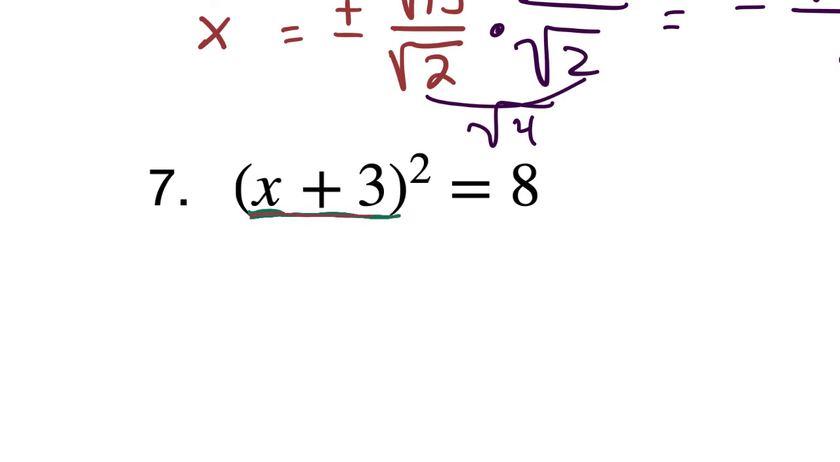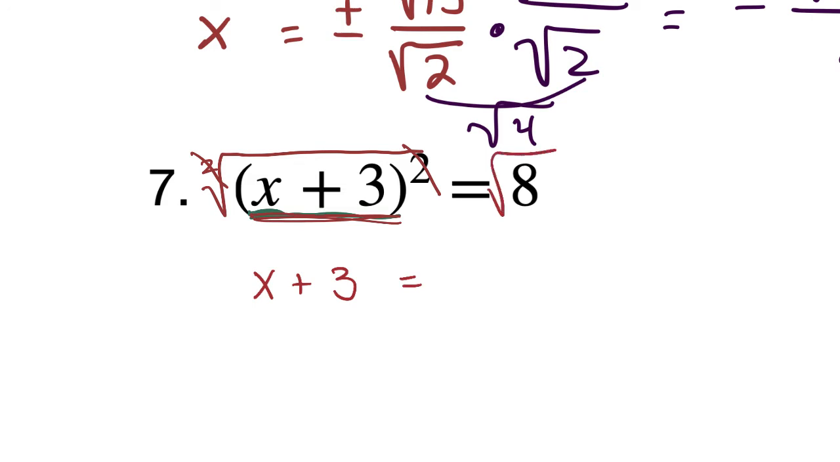And as long as the squared part is by itself, when you square root it, the square root just takes care of that squared part. And see, now the x plus 3 is no longer squared, and it's no longer inside parentheses. So on the left side, the exponent went away because I square rooted. On the right side, I get plus or minus root 8, and I have to simplify that.